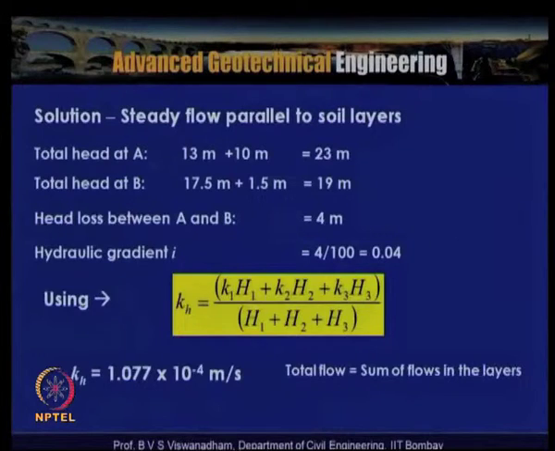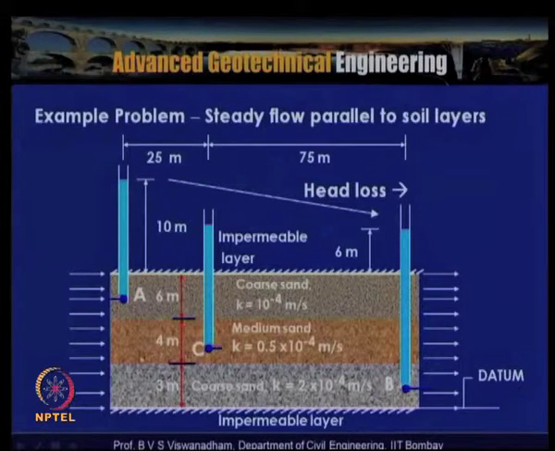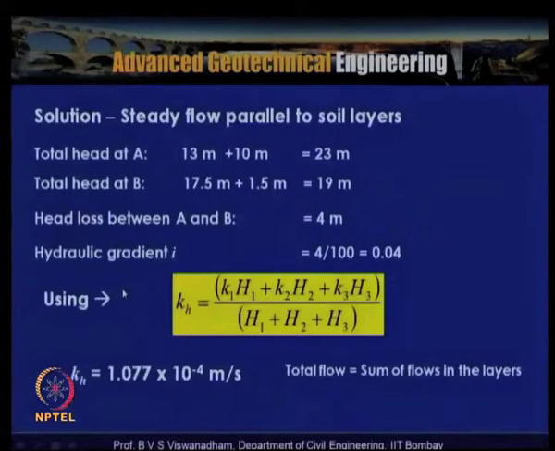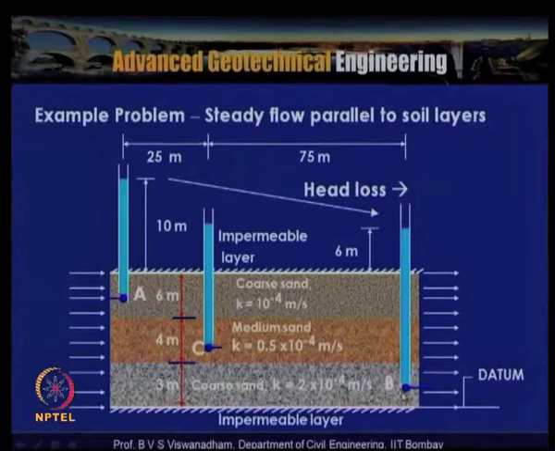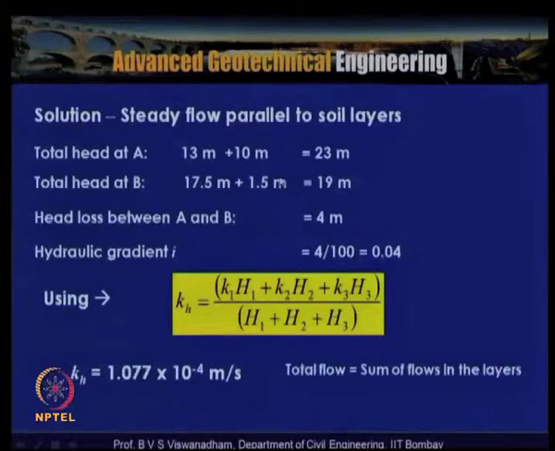plus 10 meters. That means that, depending upon the location, the thickness is 6 plus 4, this is 13 meters. So the total head at A, which is given as 13 plus 10, is 23 meters, and the total head at B, that is pressure head plus elevation head, works out to be 17.5 plus 1.5, that is at B, this is above 1.5 meters. So this is 3 plus 4, 7 plus 3, 10 plus 3, 13 plus 10, so 23 is the head here, and total head at B is about 19 meters.